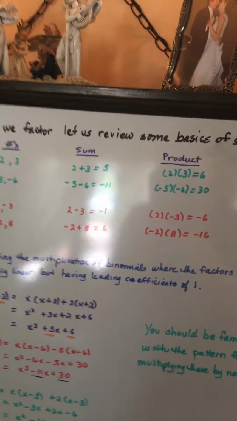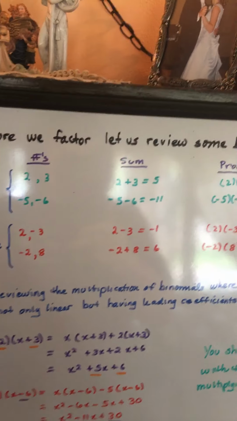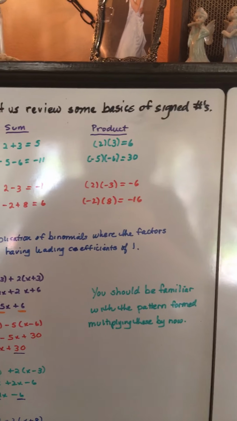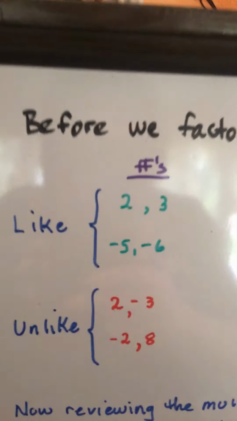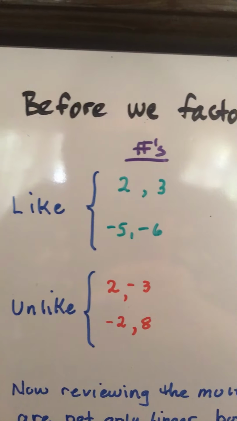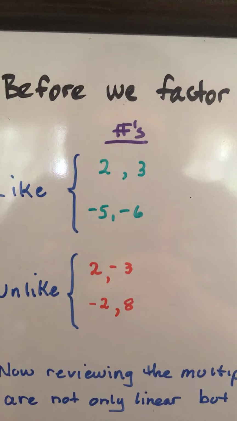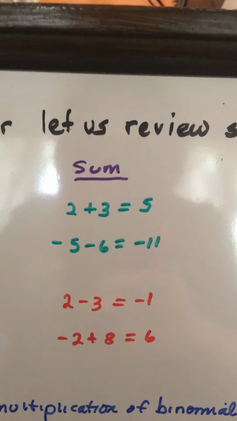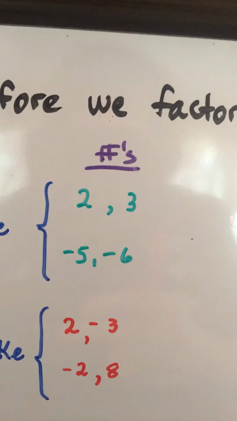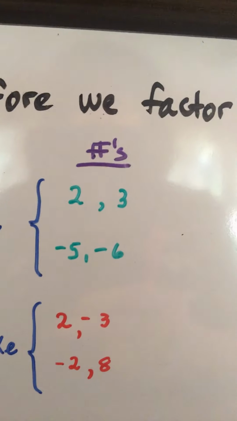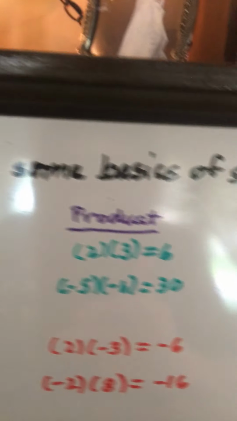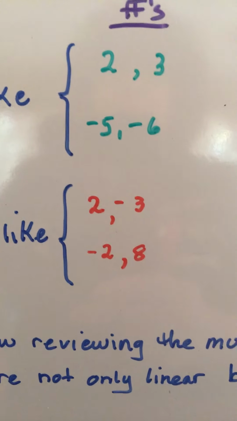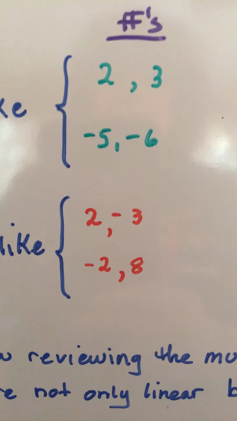Now, we're going to factor, but before we do factoring, we need to do some basics. Remember some basics of signed numbers. 1, when you have like signs, you're supposed to add, and the sign remains the same. So positive plus positive is positive, negative plus negative is negative. When you multiply, an even number of negatives gives you a positive.